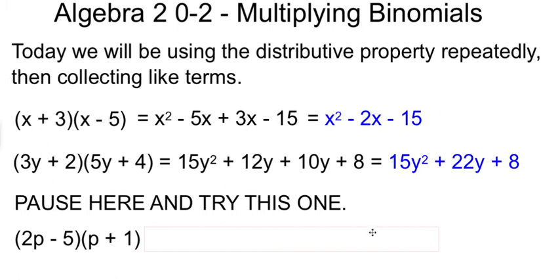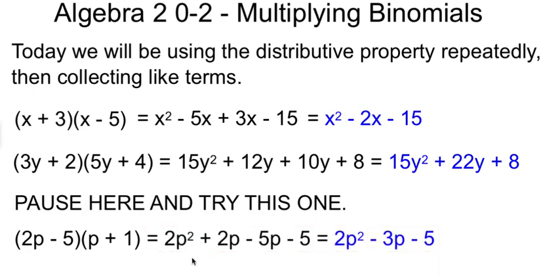So 2p minus 5 times p plus 1, we distribute. 2p squared plus 2p minus 5p minus 5. And when we collect terms, we end up with a final answer of 2p squared minus 3p minus 5. So short and sweet this time. Hopefully it's things you've seen before and you're already comfortable with.